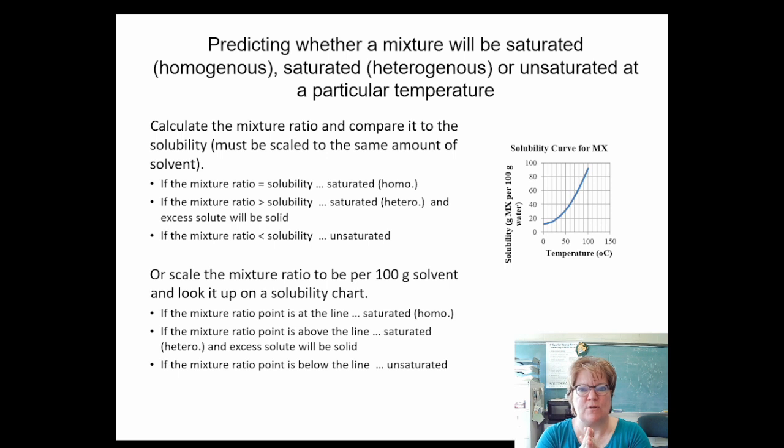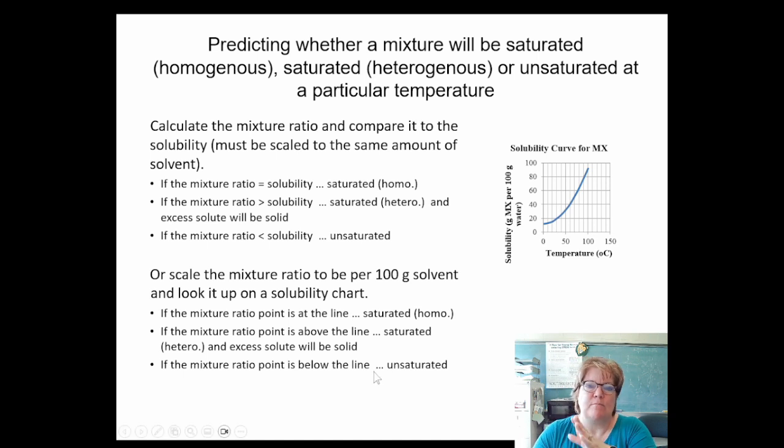If the mixture ratio is equal to the solubility, then I'm at saturation. I'm at saturated homogeneous. If the mixture ratio is greater than the solubility, then it's saturated and heterogeneous. If the mixture ratio is less than the solubility, it's unsaturated. So I have my solubility point from the graph. I have to compare it to a mixture ratio that's been scaled to 100 grams. And I compare those numbers, and depending on which one's bigger, I can determine it.